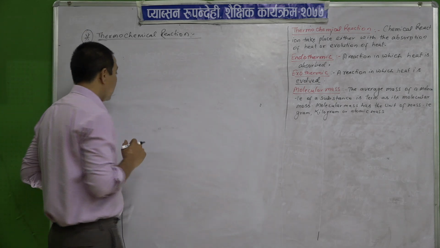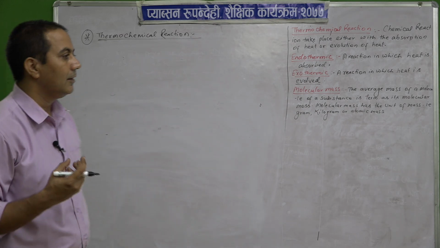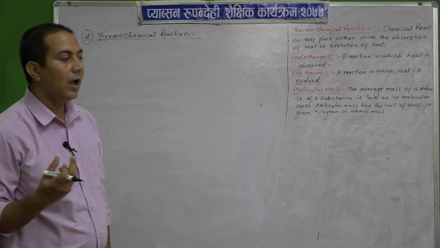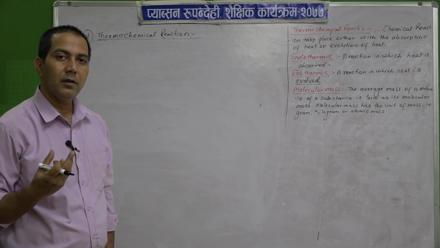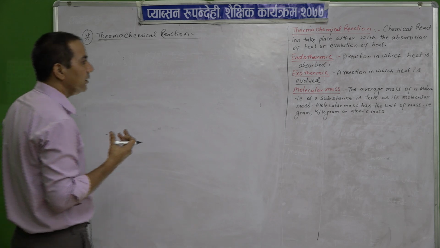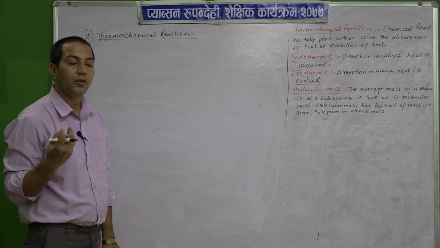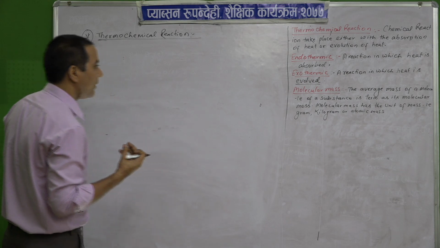Now can we tell some examples of endothermic reactions which occur naturally? Yes, while cooking an egg, when boiling an egg, a reaction takes place. That is an endothermic reaction, one of the examples.